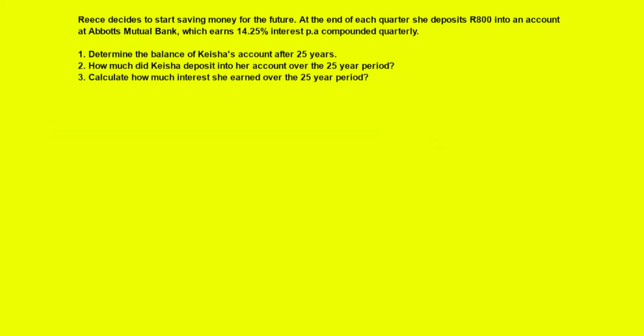Question number 3. Reese decides to start saving money for the future. At the end of each quarter, she deposits 800 into an account at Abbott's Mutual Bank. She earns 14.25% interest compounded quarterly. Again, this question has a bit of an issue, so we need to sort it out. Instead of Keisha, we need to say Reese. And even down here, we need to say Reese again.